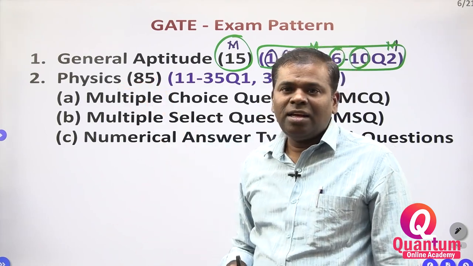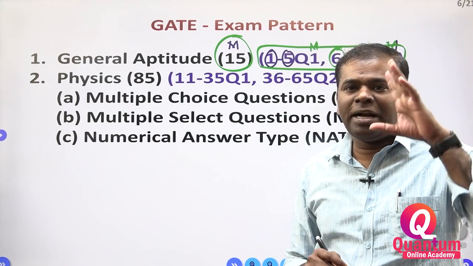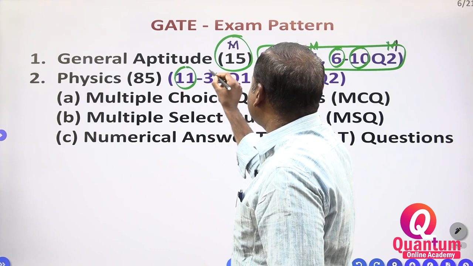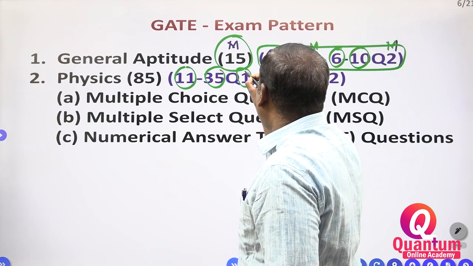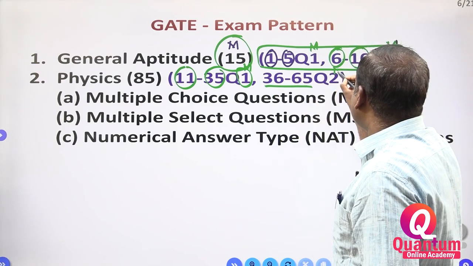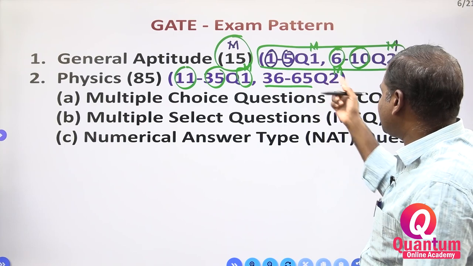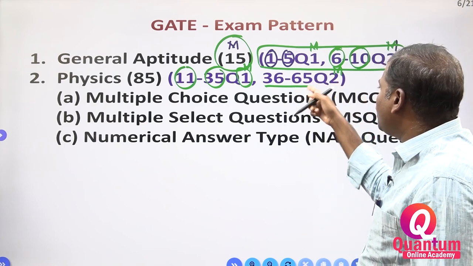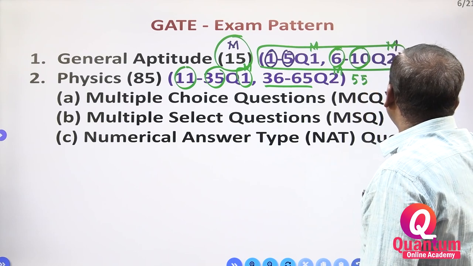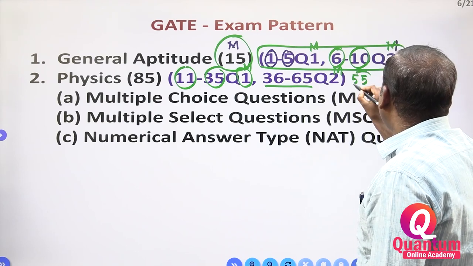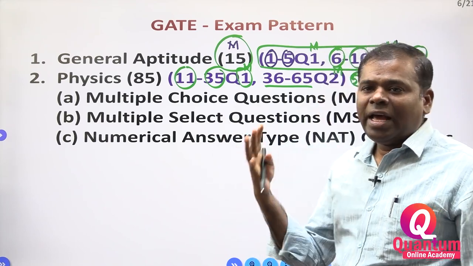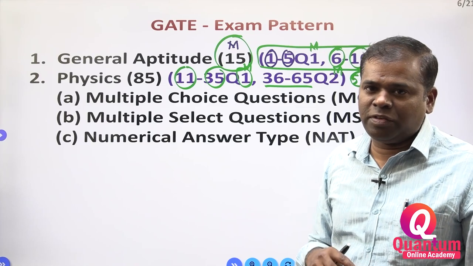In physics, multiple choice questions only, but 3 varieties of questions are there. Questions 11 to 35 are 1 mark questions. Questions 36 to 65 are 2 marks questions. Total 55 questions from physics they will ask. 10 questions from general aptitude, 55 questions from physics. In CSIR also 55, in GATE also 55 questions we will get.